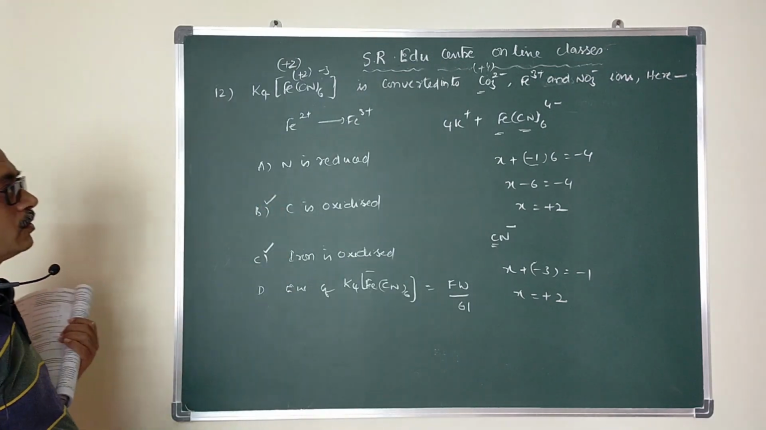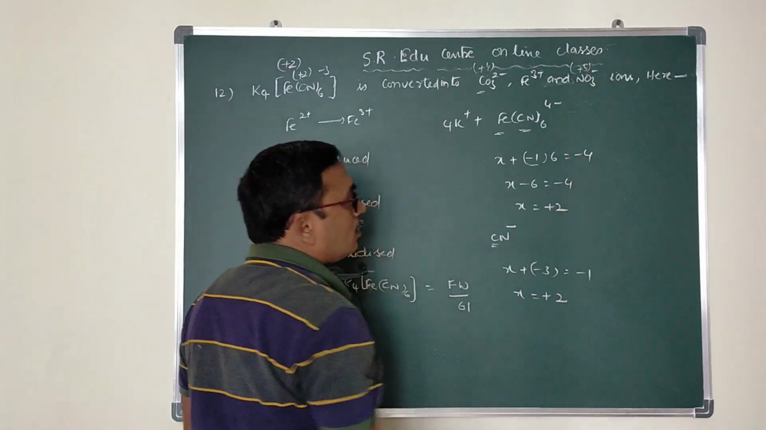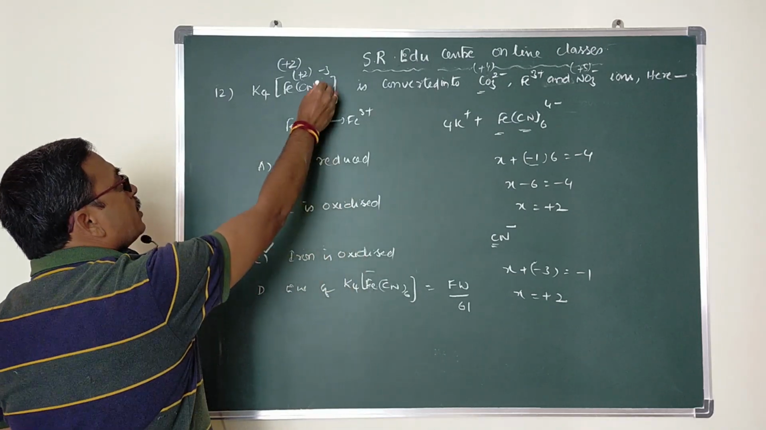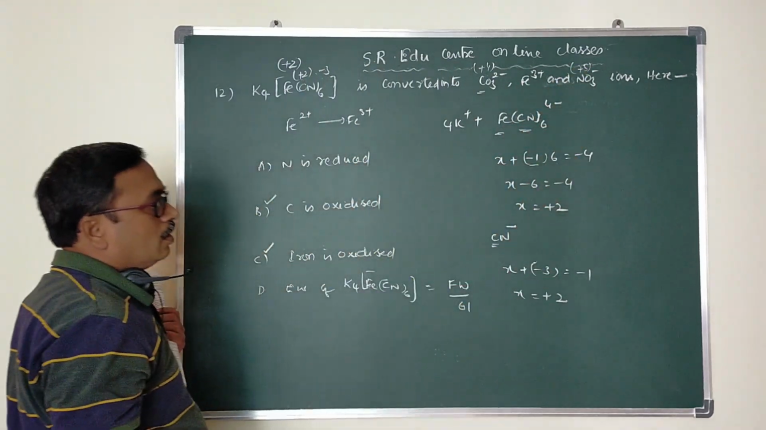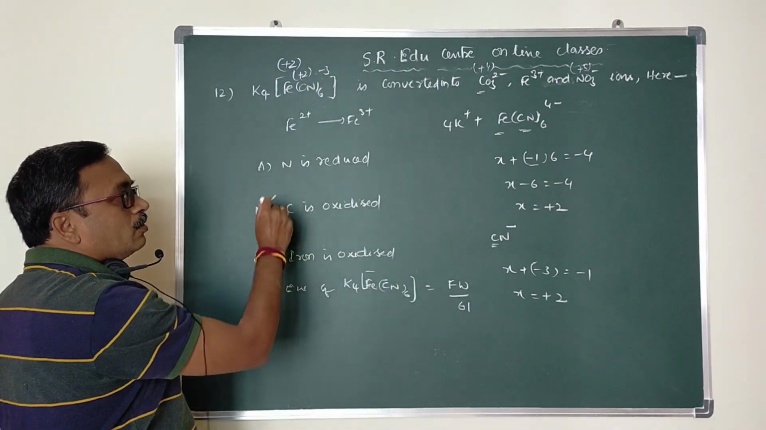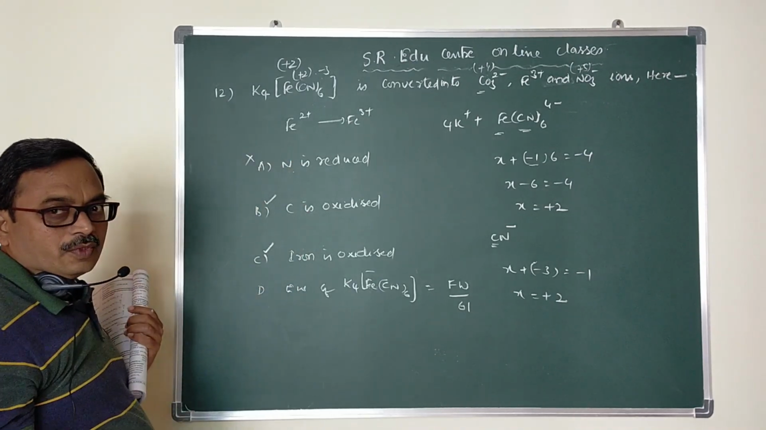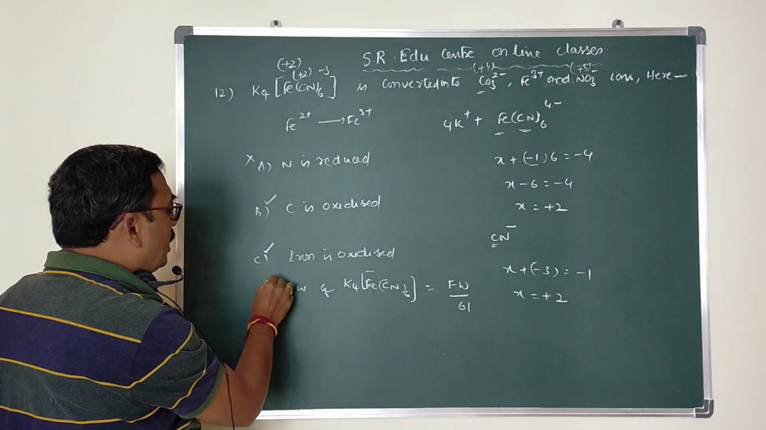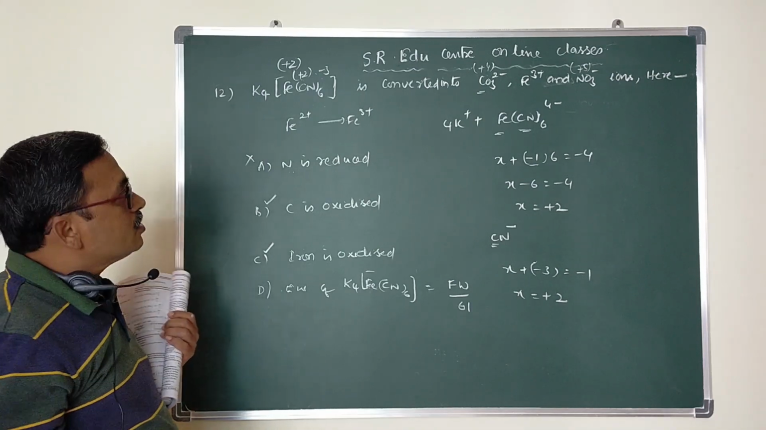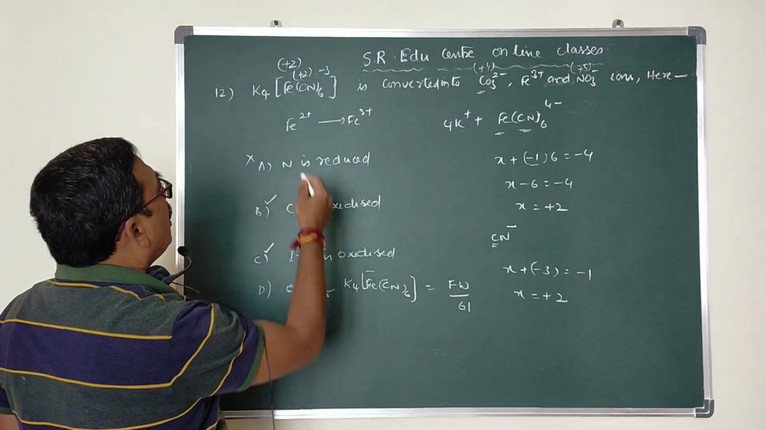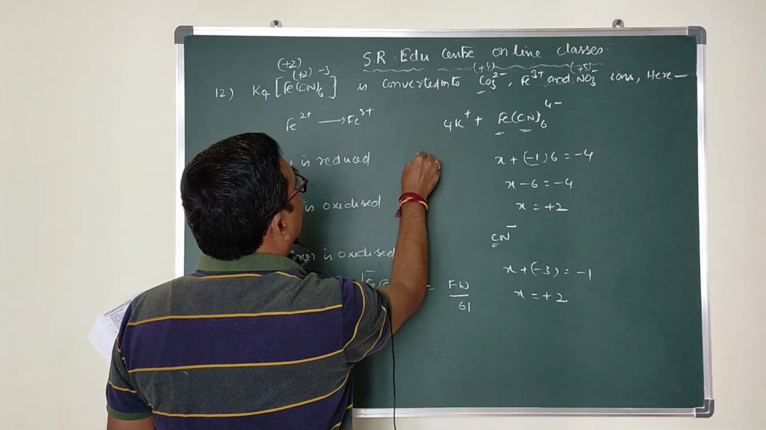In NO3 minus, the oxidation state of nitrogen is +5. If you calculate, you will get it. In the reactant side, the oxidation state of nitrogen is -3. -3 to +5 means increase. Increase means oxidation. So nitrogen is oxidized. But in this option, it is reduced. Therefore, it is not correct. And option D, we have to find out the equivalent weight of K4FeCN6. See, oxidation state of iron changes from +2 to +3. Change is 1.